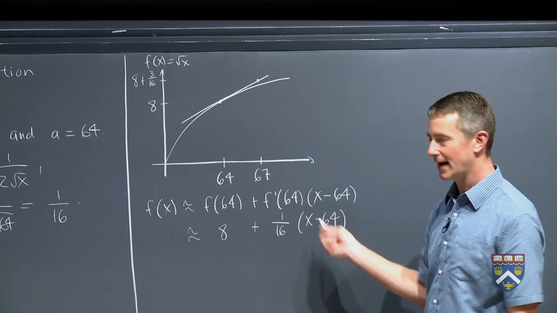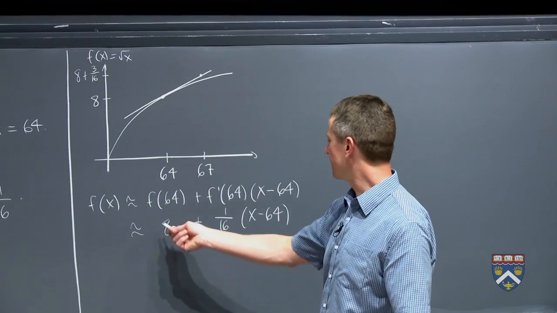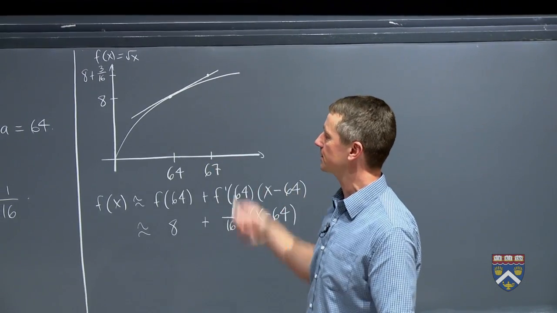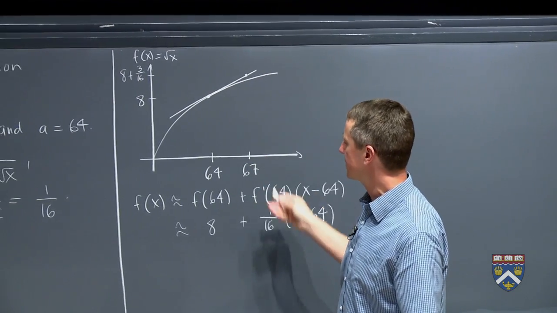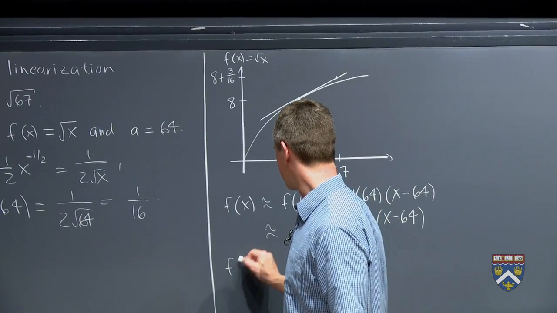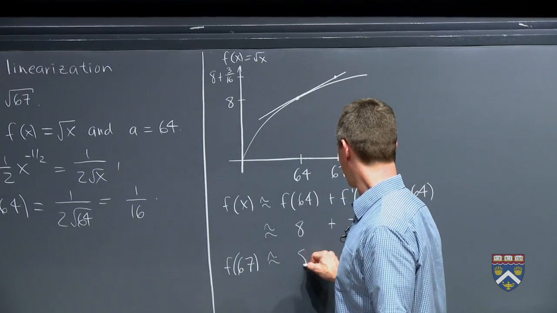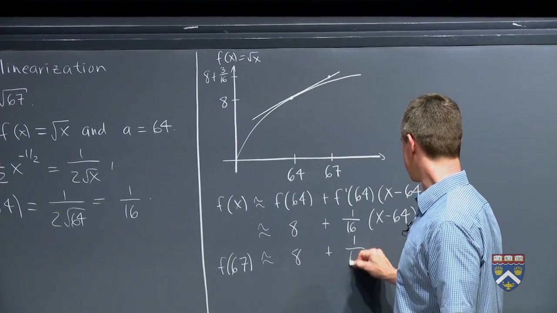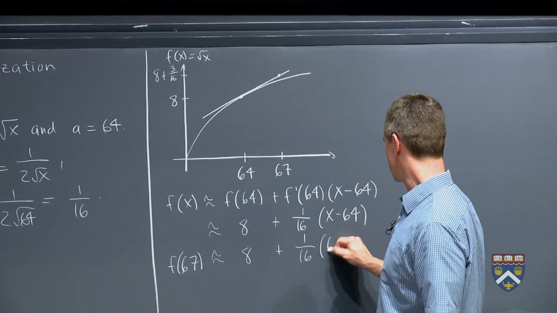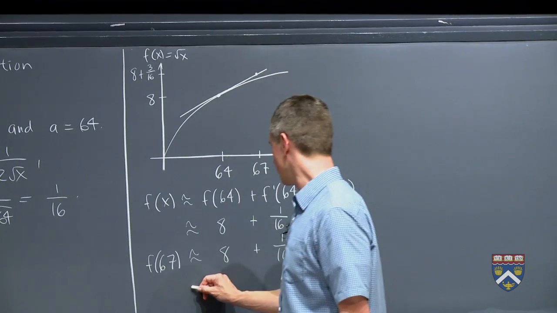If you were to multiply it out, if you wanted to get it in y equals mx plus b form, that would be fine. But this is the equation of that tangent line. And we want to know the value of the tangent line where? At 67. So therefore, f of 67 will be approximately 8 plus 1/16 times 67 minus 64. I hope that's looking familiar.